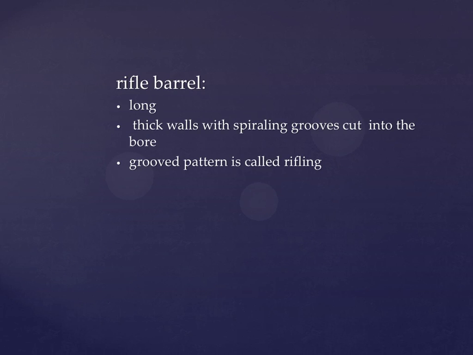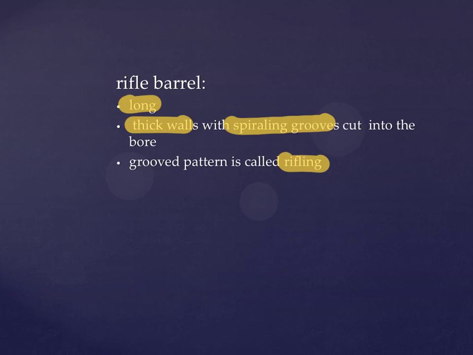Okay, long guns, like the name suggests, they're long. That's kind of a duh. They have a whole lot more thickness to their walls, and their grooves don't just run vertically down the barrel. They actually spiral or twist as the barrel continues. So they have thick walls, and their grooves spiral, and that grooved pattern is called rifling.